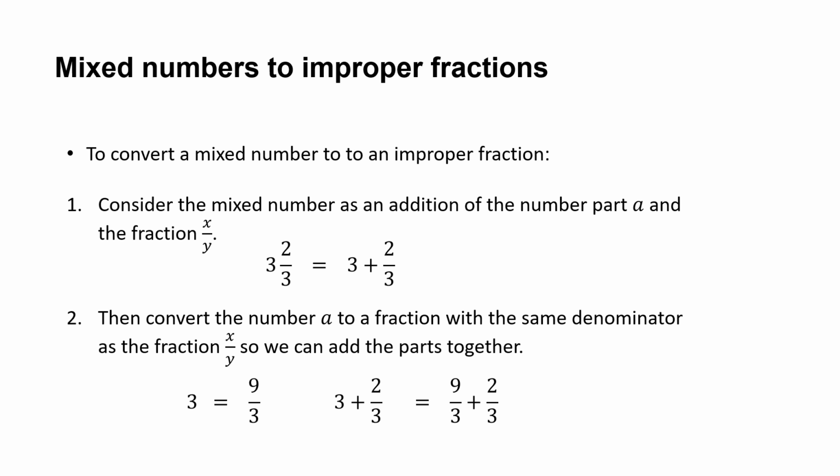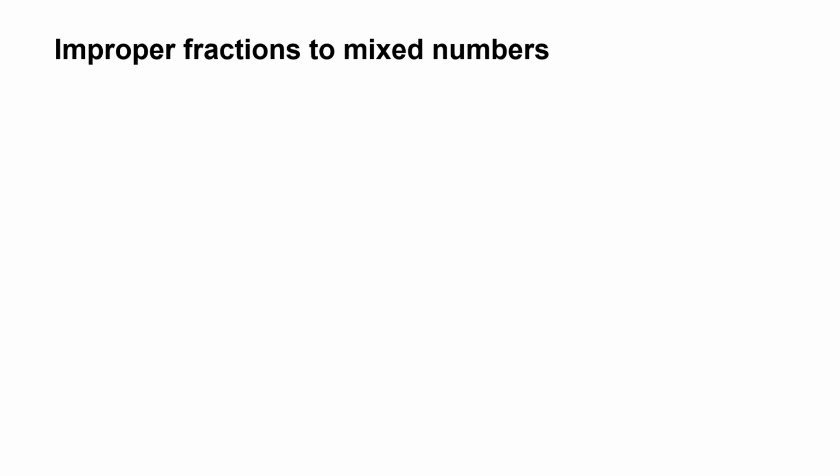So now we have this fraction where we have the same denominators, which means we can simply add the top terms. When we do this, we have 9 plus 2 over 3, so we have 11 over 3. As important as it is to go from mixed numbers to improper fractions, it's also useful to know the inverse. So how do we go from an improper fraction to a mixed number?